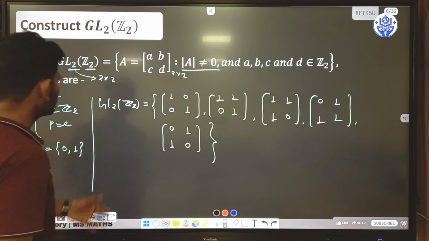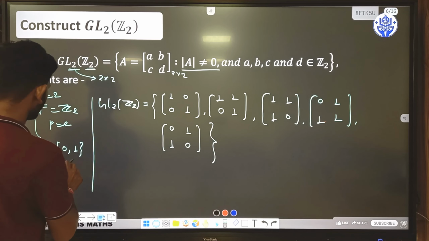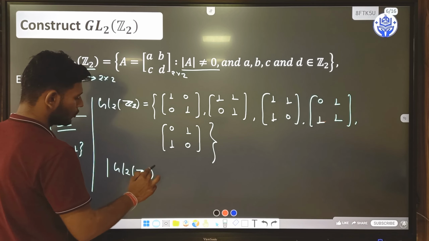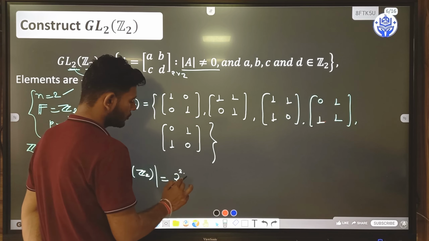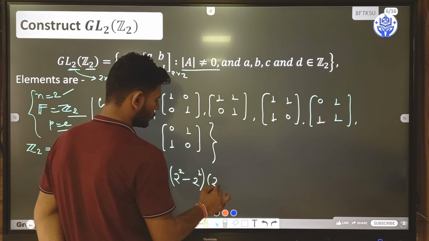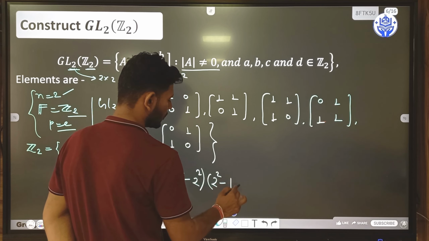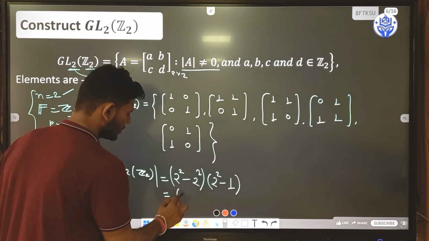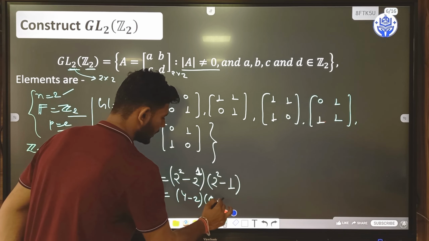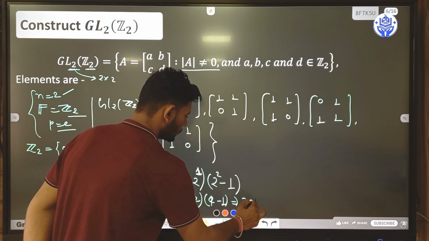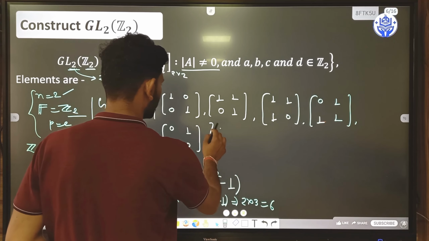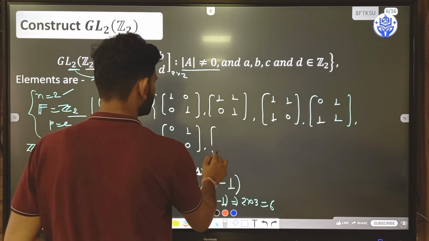So it will be better to find the number of elements. From here, p is equal to 2 and n is equal to 2. So the cardinality of this set is going to be 2 power 2 minus 1, into 2 power 2 minus 2, that is 4 minus 1, 4 minus 2. It means 2 into 3, so 6 elements will be there. We have 1, 2, 3, 4, 5, so one more element will be there. So we can find that element. How? Just see this.